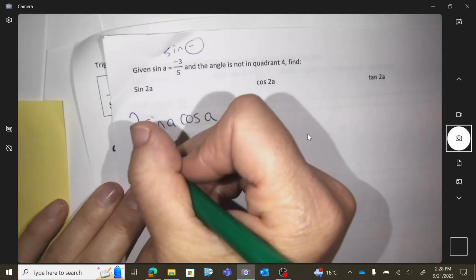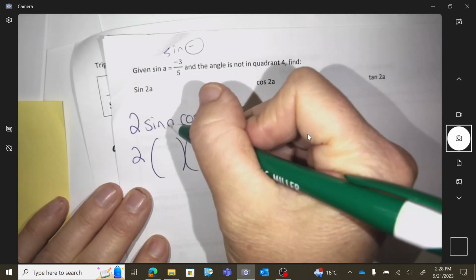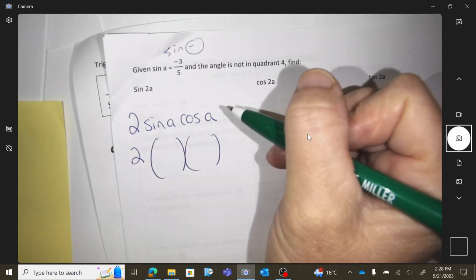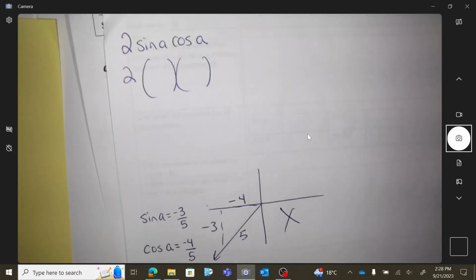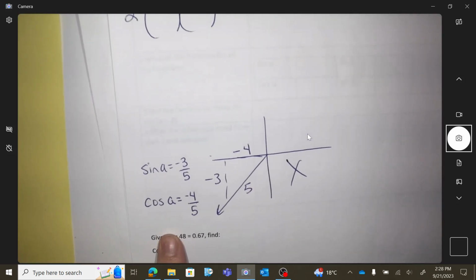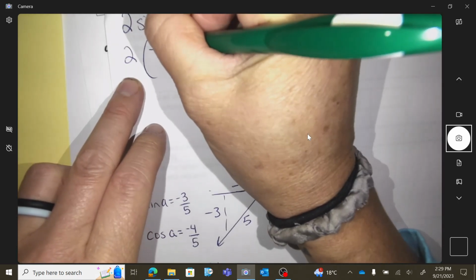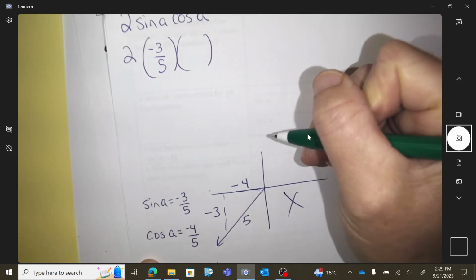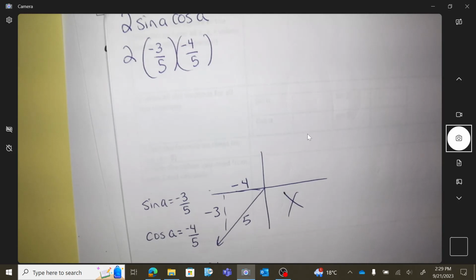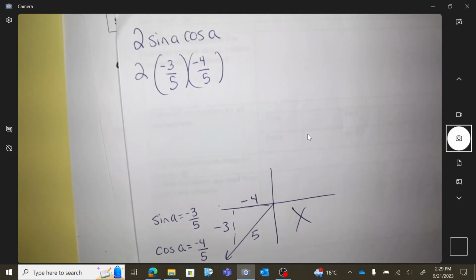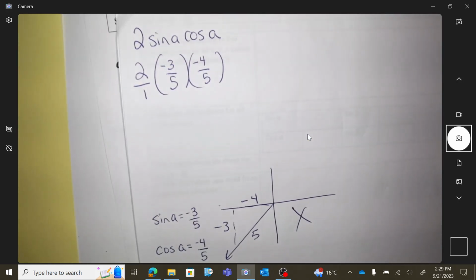So now I'm going to go like this. 2 bracket, bracket. So I'm going to replace sine A with some kind of trig value. I'm going to replace cos A with some kind of trig value. And guess what? We just did all that work down here. So sine A can be replaced with -3/5. And cos A can be replaced with -4/5. And just for easier brain here, we're going to put that over 1 if that's okay with you.